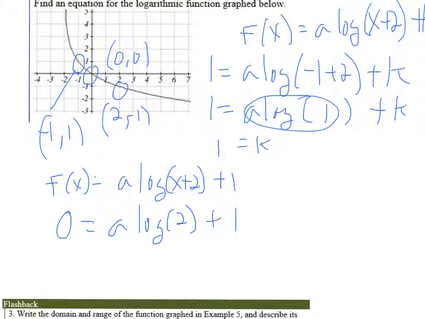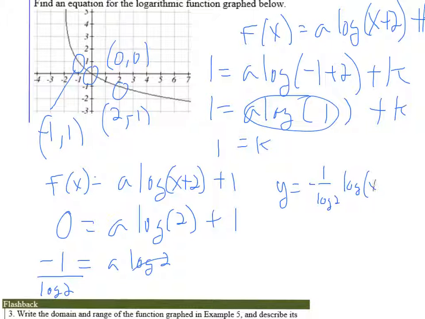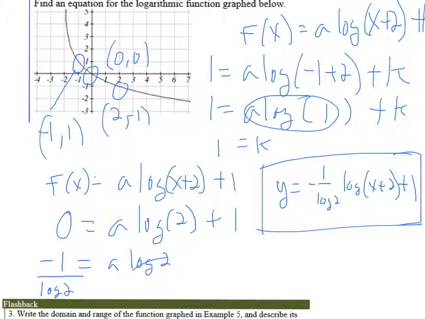So I'm going to subtract 1, then divide by the log of 2. So that's what I think a is. So y equals, or f of x equals, -1 over the log of 2 times the log of x plus 2, plus 1. And that is the graph, or the equation, that gives us this graph.